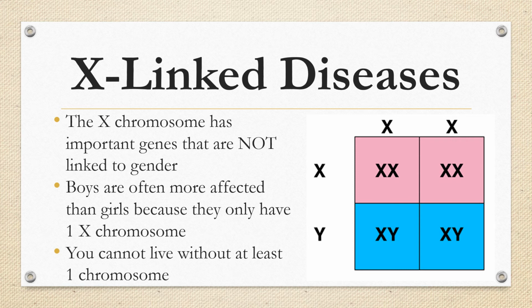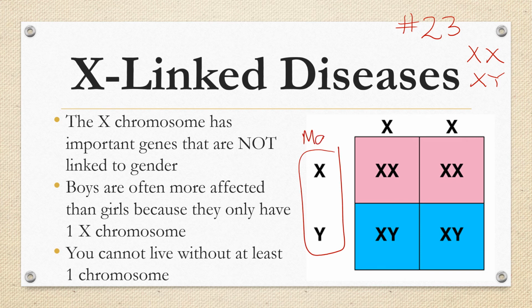Then there are X-linked diseases. So our chromosome pair number 23 is either going to be an XX or an XY, and that's going to confirm your sex at birth. If you have an XY, you are a male. If you have an XX, you are a female.